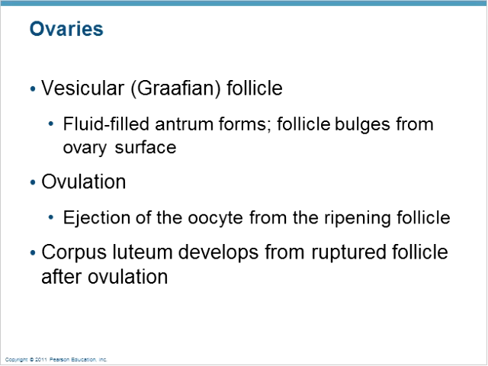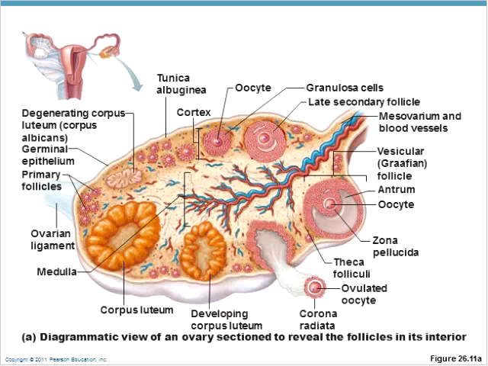The vesicular follicle, the Graafian follicle, is where a fluid-filled antrum forms, and the follicle bulges from the ovary surface. Ovulation is the ejection of the oocyte from that ripening follicle. The corpus luteum develops from the ruptured follicle after ovulation. So after ovulation, the shell remains, and the corpus luteum is left over. And so this takes you to the process.